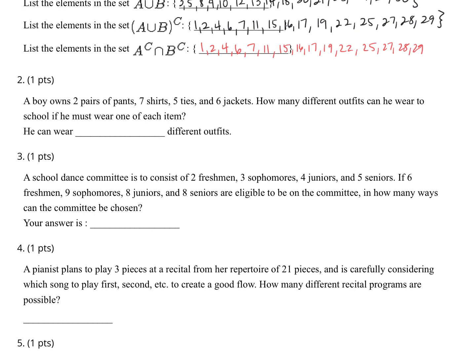All right, number 2. A boy owns 2 pairs of pants, 7 shirts, 5 ties, and 6 jackets. How many different outfits can he wear to school if he must wear one of each item? So for this, you're just multiplying all of these numbers together. So this will be 2 times 7 times 5 times 6. That's 420. So it's 420 different outfits if you're combining one of each of those items.